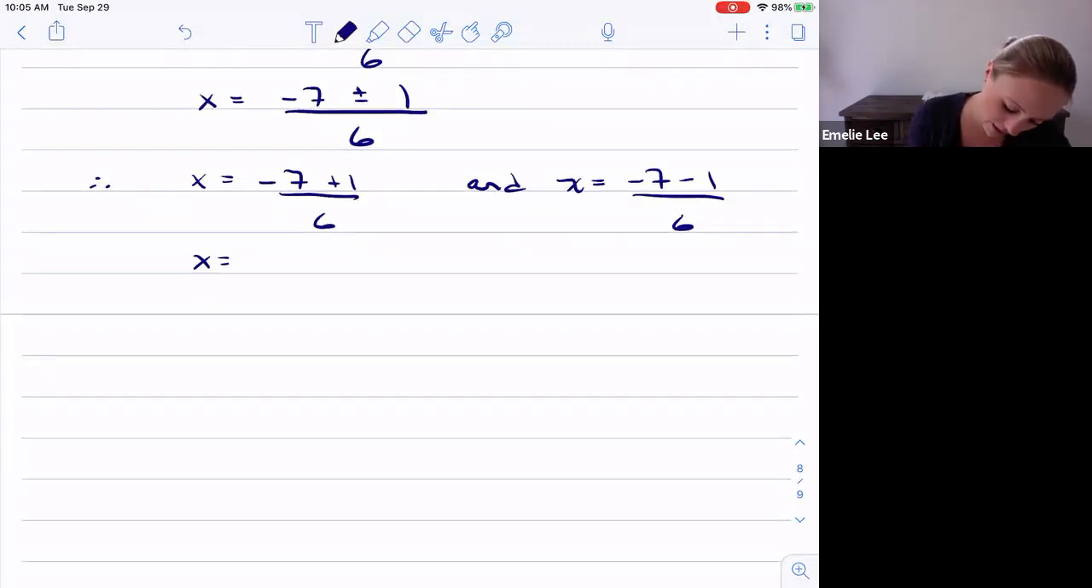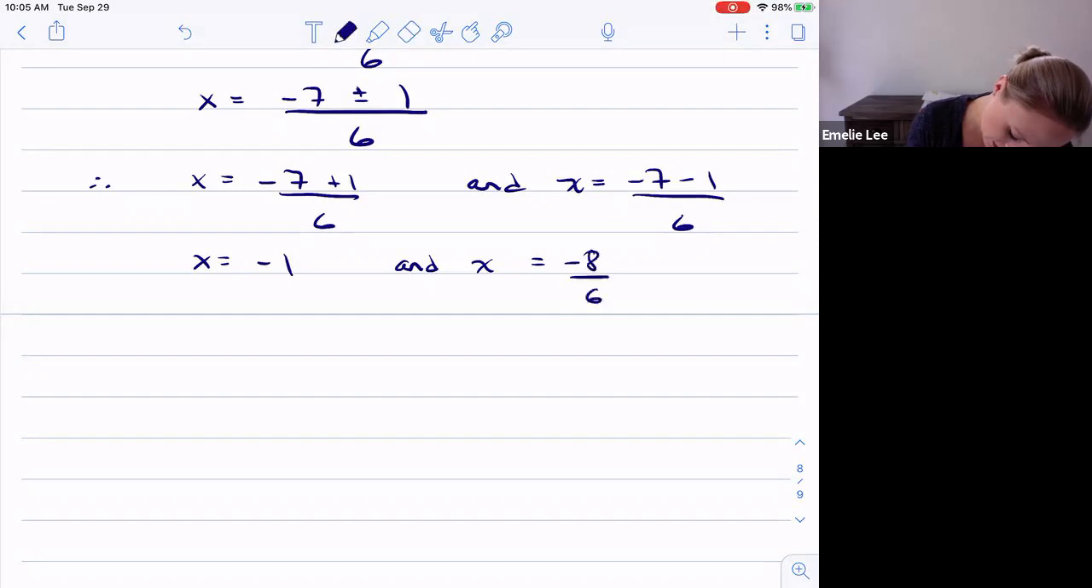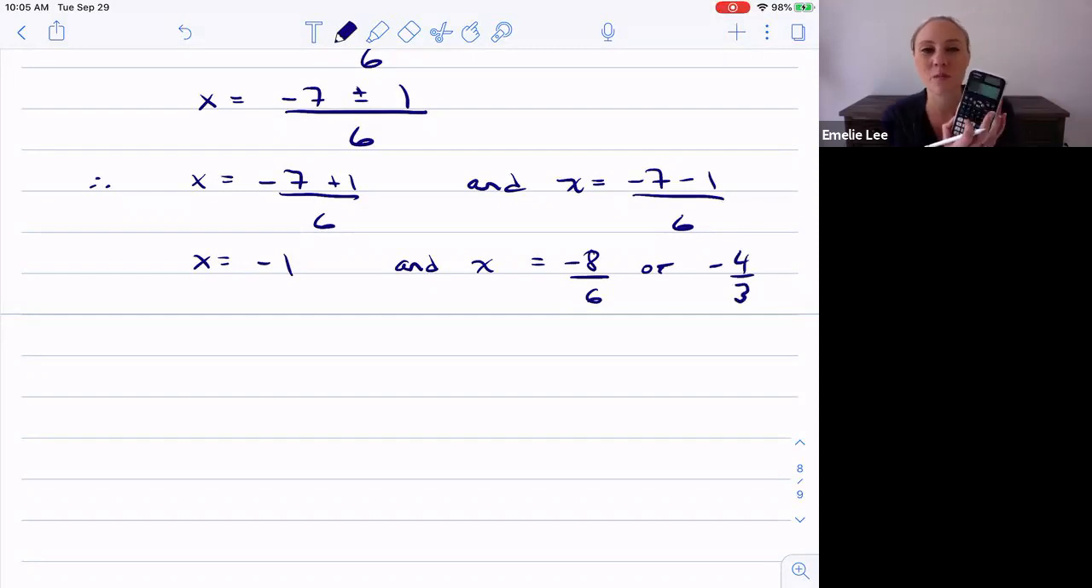Negative 7 plus 1 is negative 6, divided by 6 puts me at negative 1, and x is negative 7 minus 1, negative 8 divided by 6. Just confirming, negative 7 minus 1 is negative 8 divided by 6, which is negative 4 over 3, because especially if you've got this calculator, it just gives you the most simplified fraction. Not very nice to have to deal with fractions, but it is a solution, so what can you do, right?